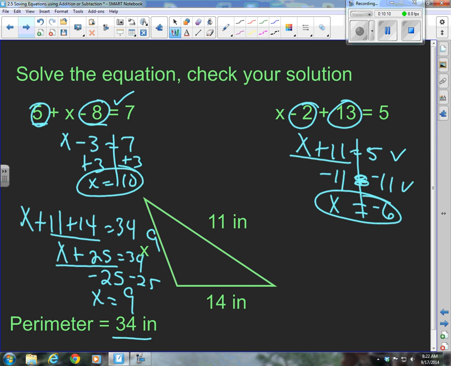So this side length is 9. Again, just using perimeter. What we have to do for perimeter is add all the sides, and we just set up a simple equation. We added like terms. We subtracted from both sides to undo what was being done to the x. And then we got the side length of 9.